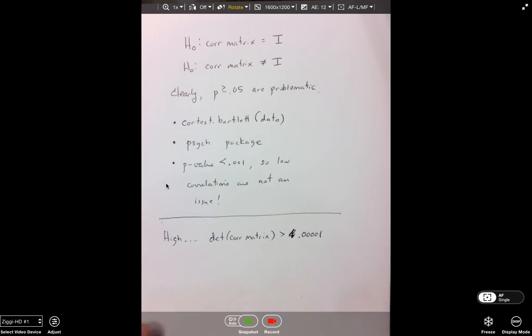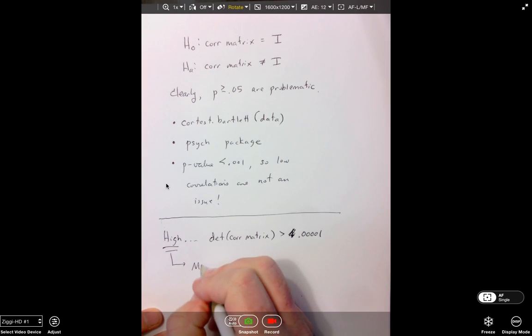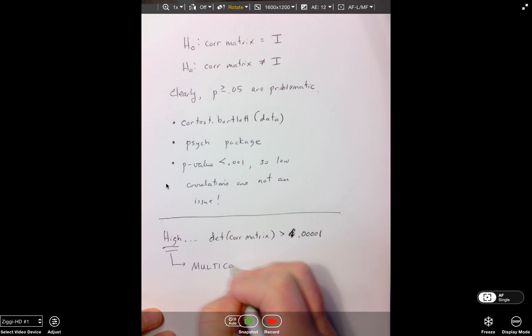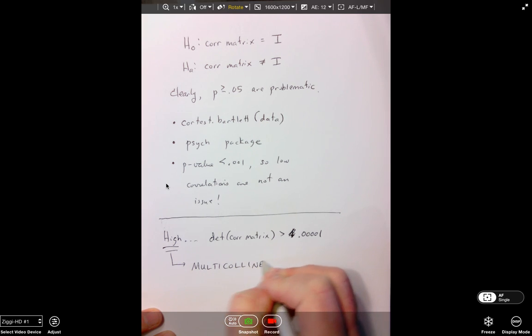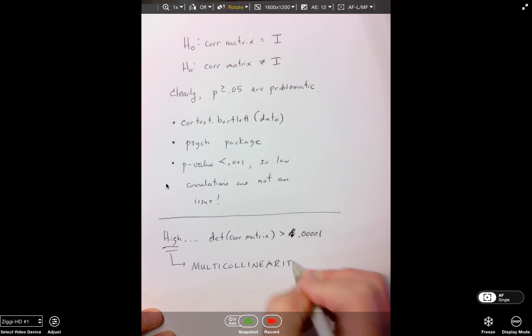Now, guys, again, what's the big issue with high correlations? Well, it's that M word again, multicollinearity. That may be a test question. Spell multicollinearity.